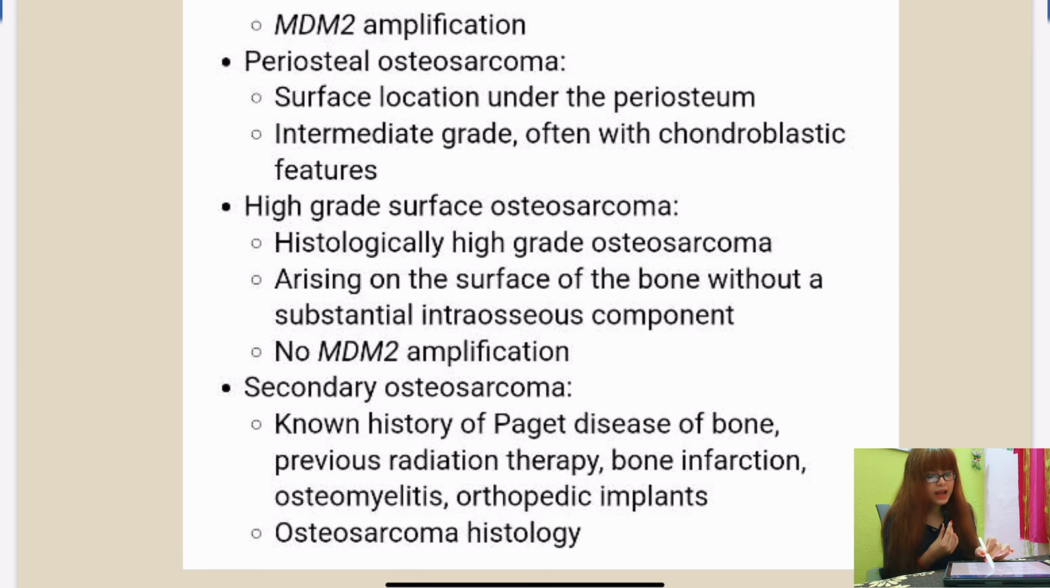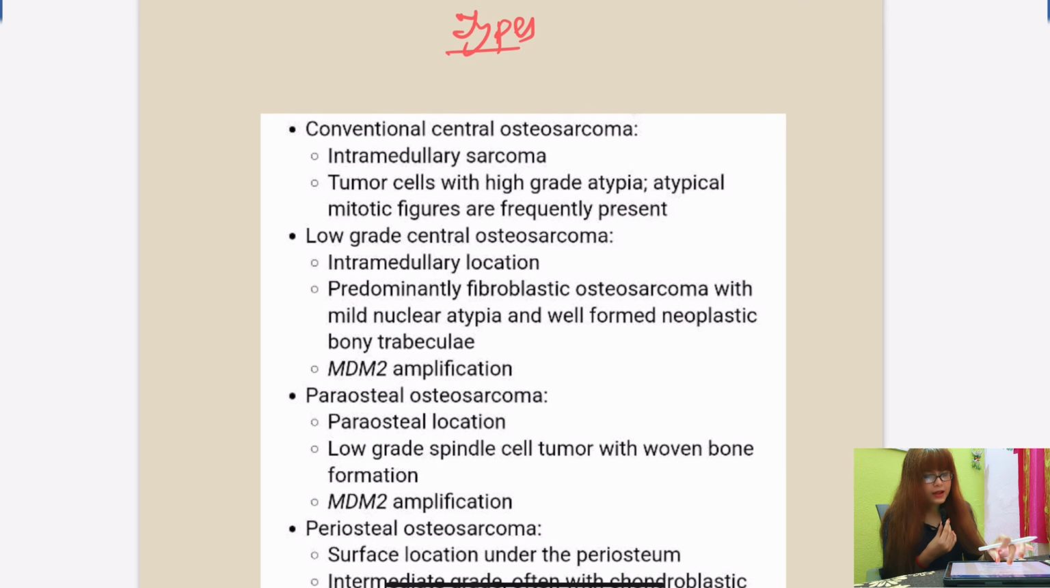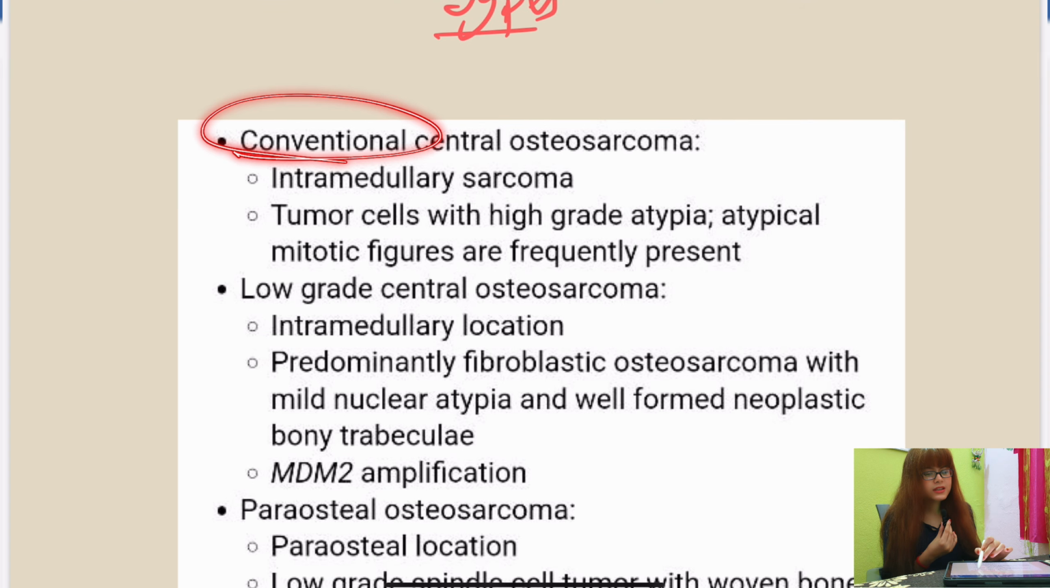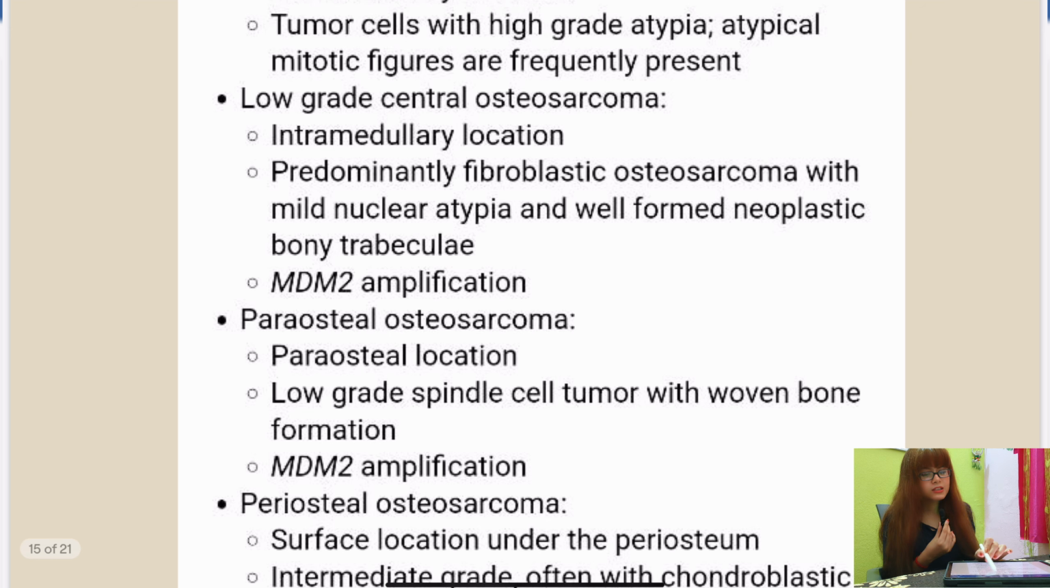As you can see, in the high grade you have no MDM2 amplification. Now, in case of conventional, this is intramedullary sarcoma. The tumor cells have a high grade atypia and atypical mitotic figures are also present. In case of low grade, there's predominantly fibroblastic osteosarcoma with mild nuclear atypia. So here they have high grade nuclear atypia and here they have mild nuclear atypia.